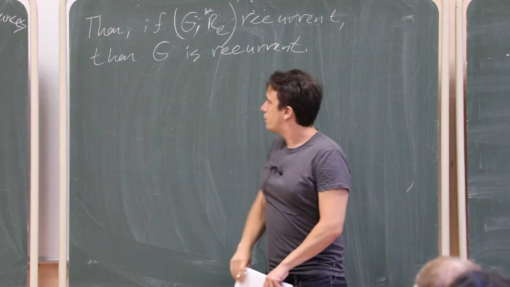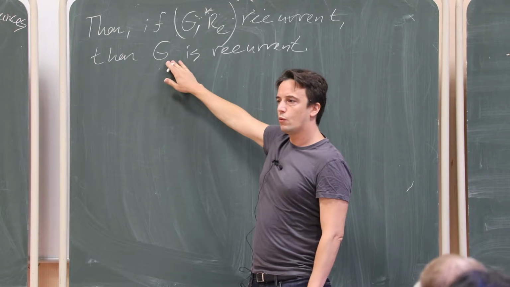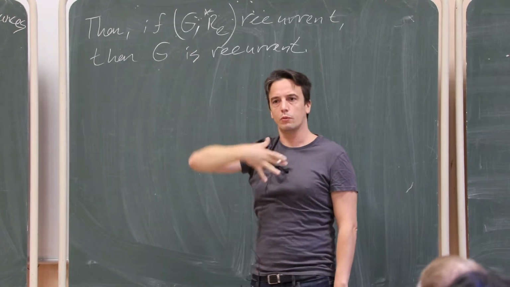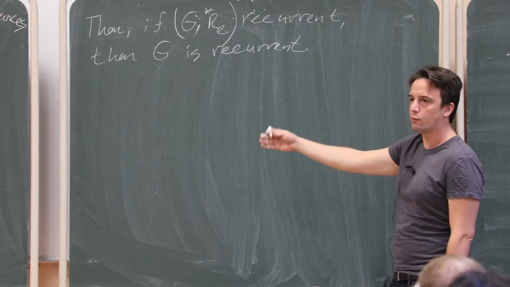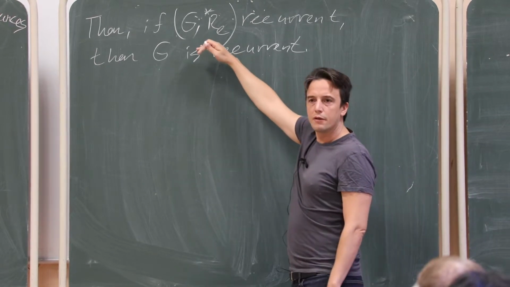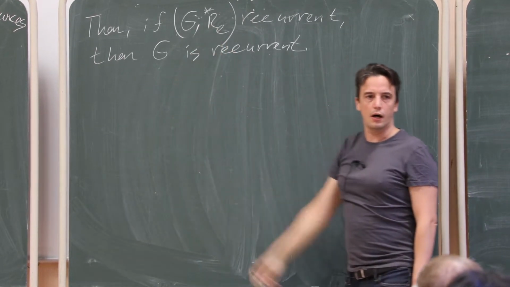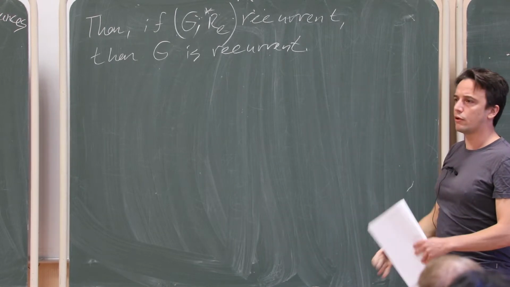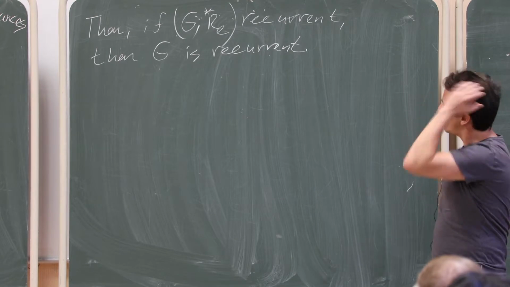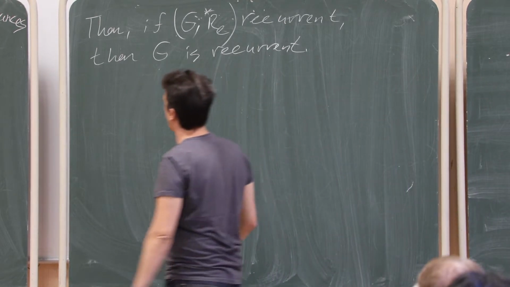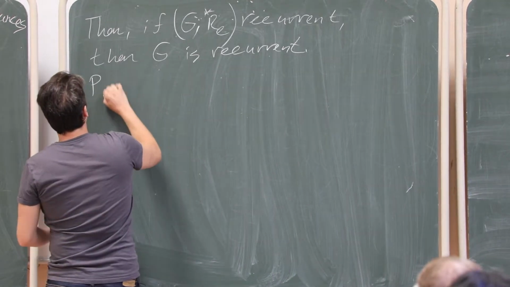Okay. And of course, we will apply it when G is the UIPT, and G star will be this transformation. So our goal after we prove this will be to prove that with these new weights, the bounded degree graph is recurrent. So let's first prove this lemma and see the proof.